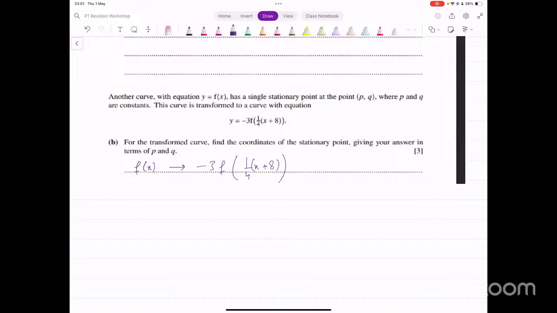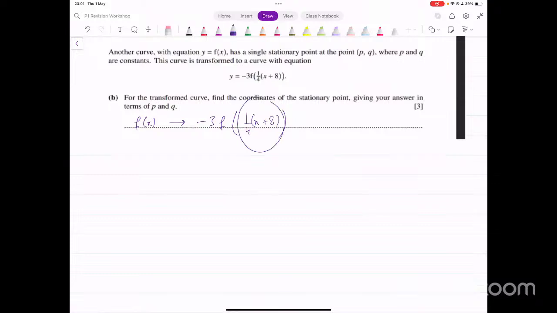Now, what are the transformations that are happening? What vertical transformations do we have and what horizontal transformation do we have? We've got one vertical transformation outside. You could call this two, that you consider it as a reflection and a stretch, or you could just say it's one vertical transformation, and that is that it's a stretch along y-axis.